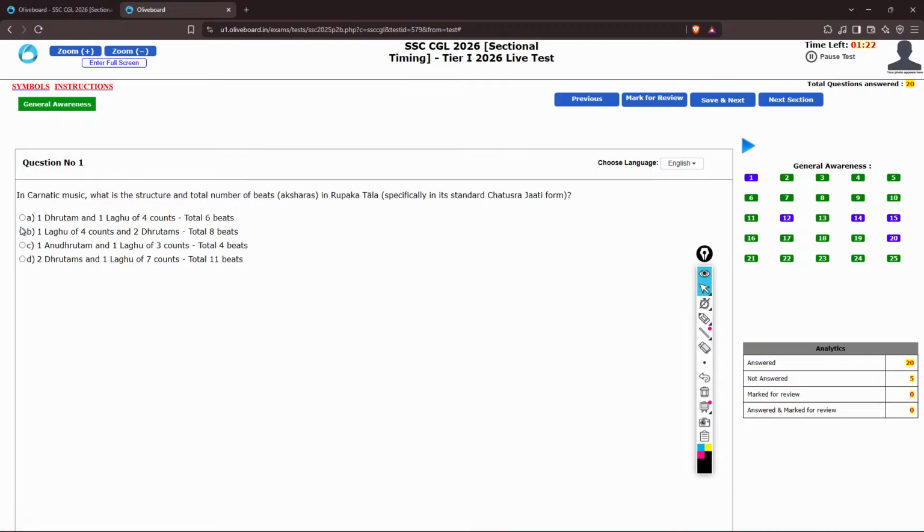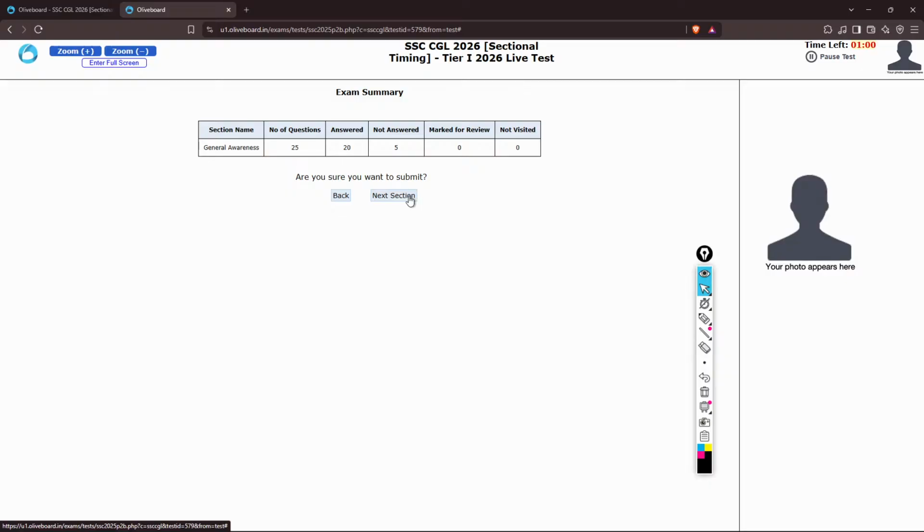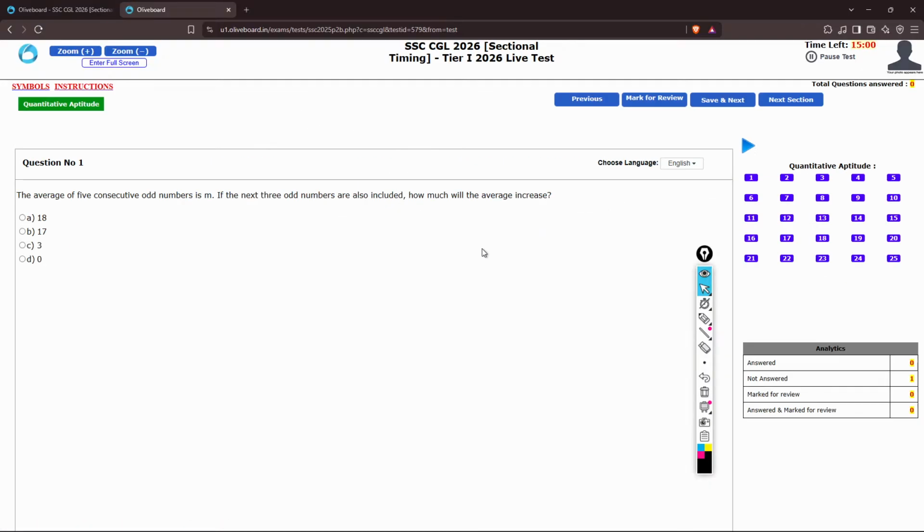The first one is Carnatic music. I have little to no idea about Carnatic music, so I'll just skip these things. Save and next, right? So next section. Yeah, next section. The average of 5 consecutive odd numbers is M. If the next three odd numbers are included, how much will the average increase?